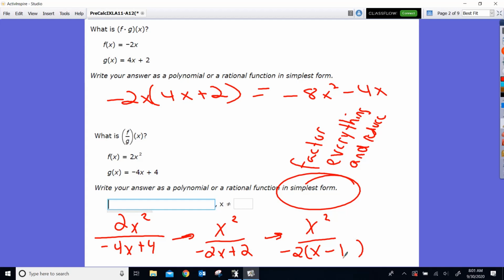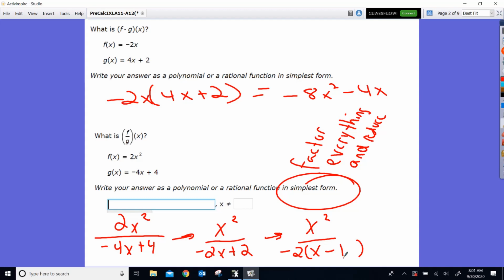What's that second box talking about? What x can't be. And there's a simple rule for what x can't be. Thou shalt not divide by what? 0. If God was a math teacher, that's how he'd say it. Thou shalt not divide by 0.